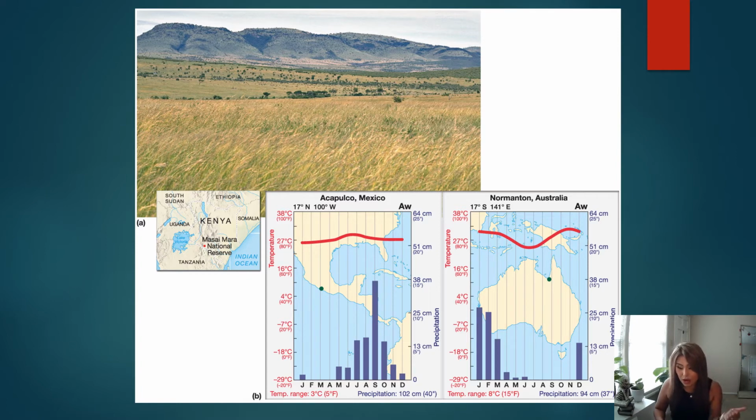Low sun, dry season, and prominent wet season, okay? So you have Acapulco, Mexico, is a tropical savanna climate zone.